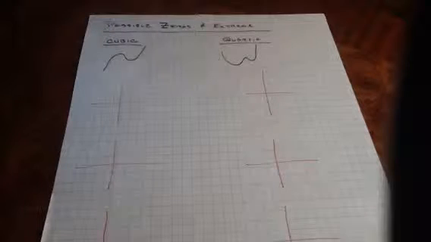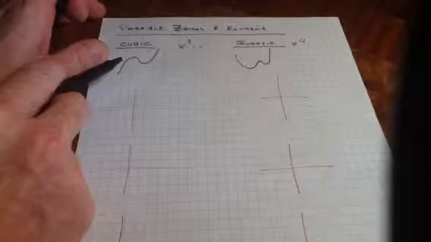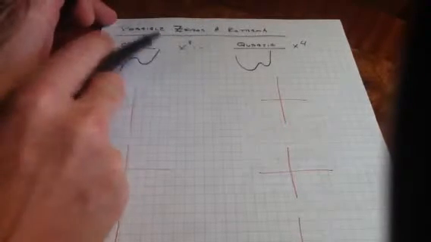I'd like to have a quick discussion on possible zeros and extrema for a cubic, which is an x cubed equation, and a quartic, which is an x to the fourth equation. This is the classic shape of a cubic. It goes up, reaches a max, goes down, reaches a min, and then shoots off.